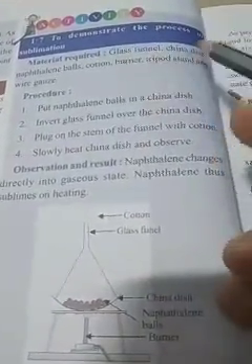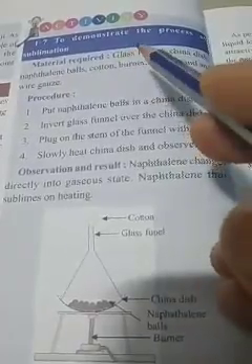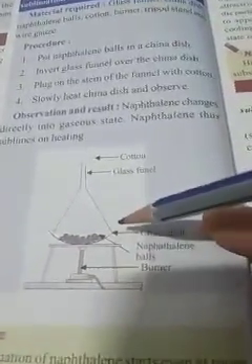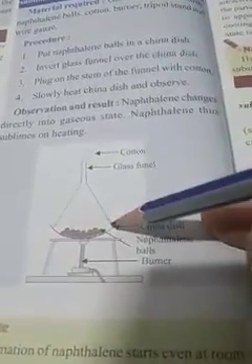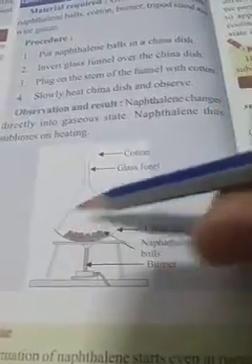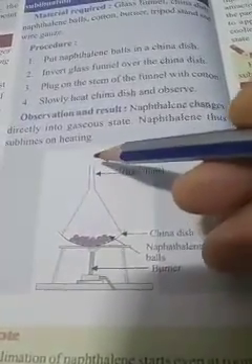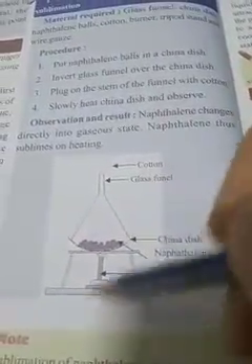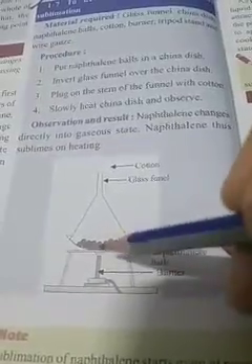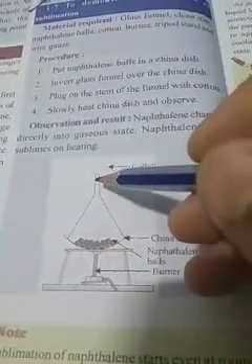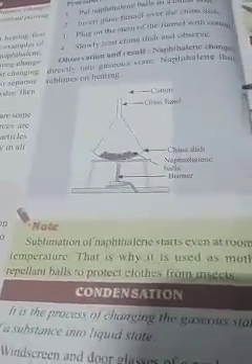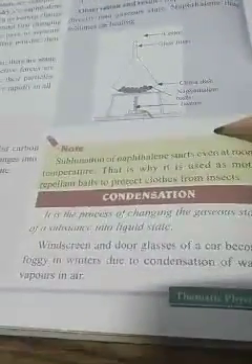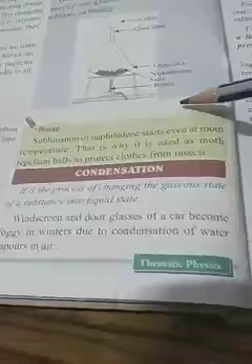This is an experiment to prove the phenomenon of sublimation, in which we take naphthalene balls in a china dish, invert a funnel over it, cover its mouth with cotton and start heating. What will happen? Naphthalene changes into vapors and gets deposited on the cooler parts of the funnel. So this proves sublimation. Next is condensation, the process of changing from the gaseous state into the liquid state.